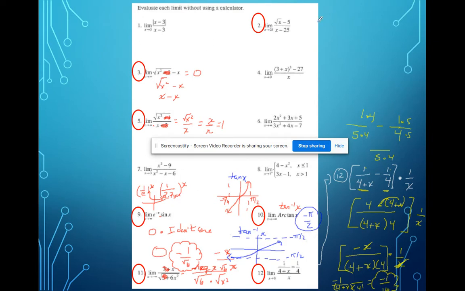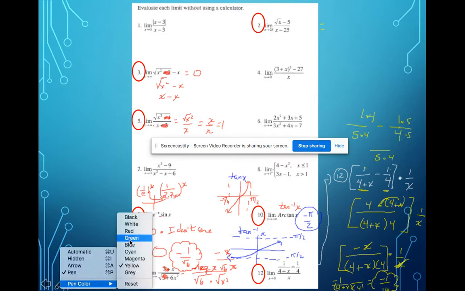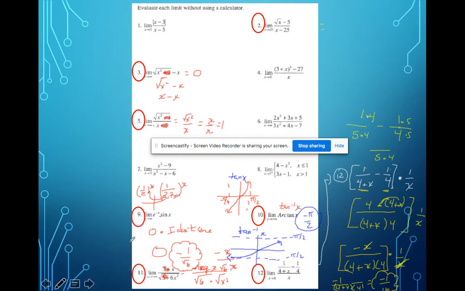All right, let me go up here and do number 2. There's a trick with number 2 that might not be obvious to you, but once I've shown it to you, now it needs to be in your bag of tricks. I can't plug in 25, right? 25 minus 25 is 0. But watch me factor. Watch me use the difference of two perfect squares in a weird way with x minus 25.